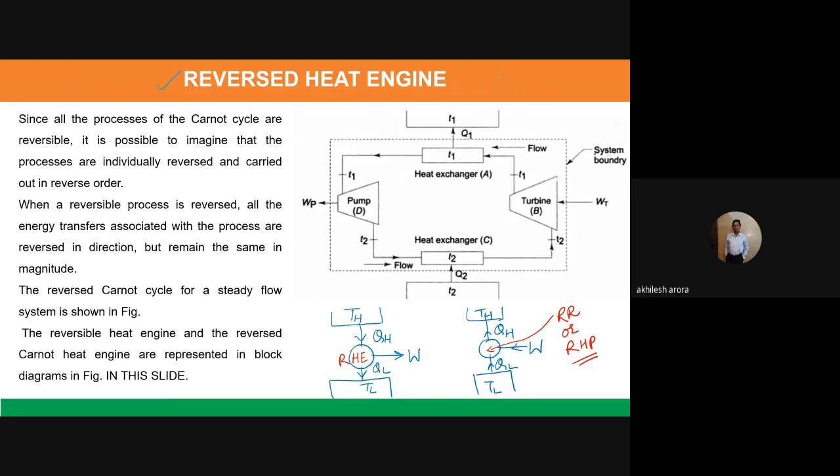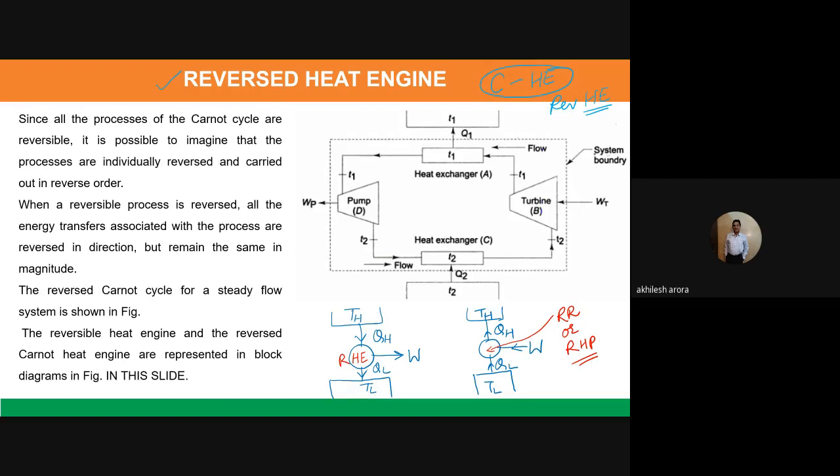Okay, we talked about the Carnot cycle where we talked about the heat engine, and we said this Carnot heat engine is basically a reversible heat engine. So when we say reversible heat engine, all the four processes are reversible. There are two reversible adiabatic processes and two reversible isothermal processes. And in the previous two topics we have discussed it for a closed system and also for an open system.